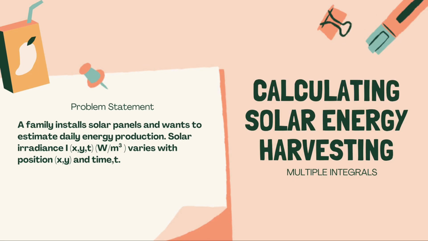Now, let's look at energy harvesting through solar panels. This family installs solar panels and wants to estimate the total energy they can produce in a day. Since solar irradiance changes with position, x, y, and time, t, we express it as a function S(x,y,t) in watts per square meter. To find the total energy harvested, we use multiple integrals over the area and time to account for all variations in sunlight.